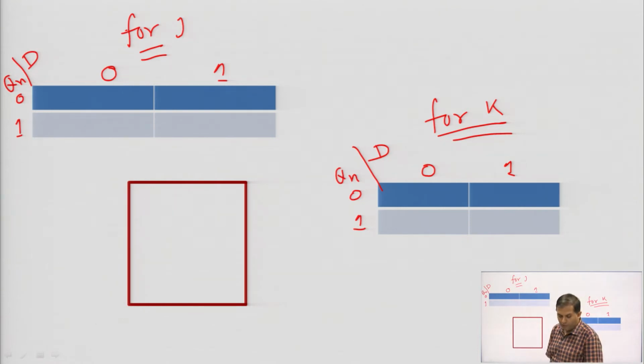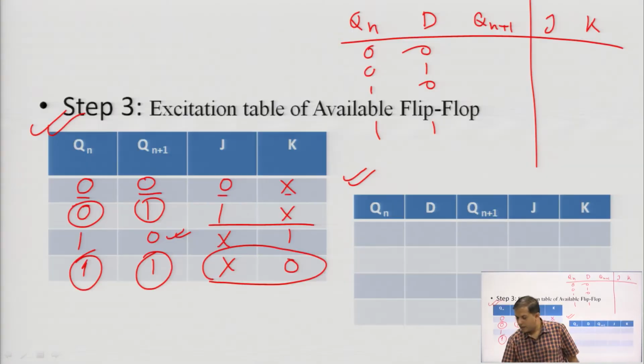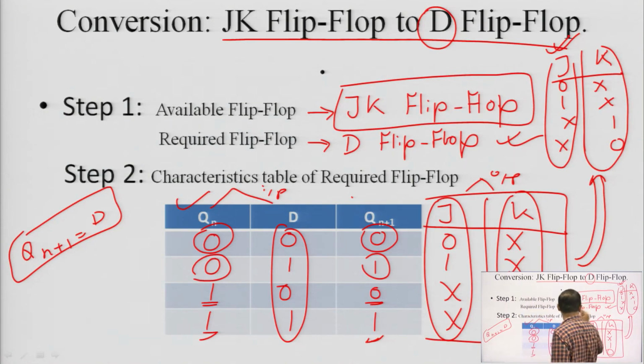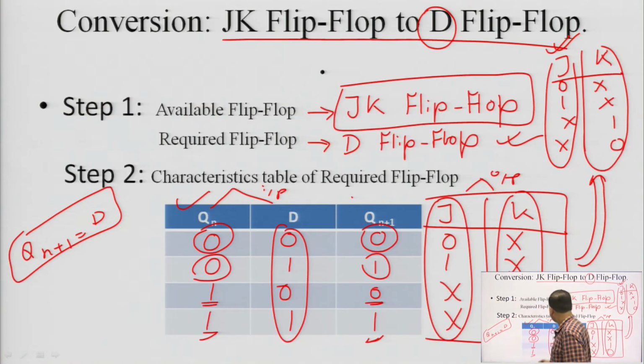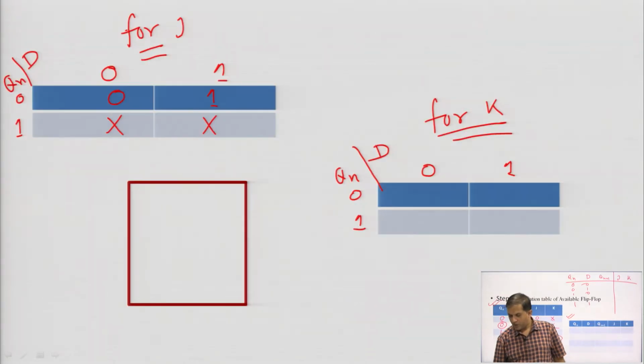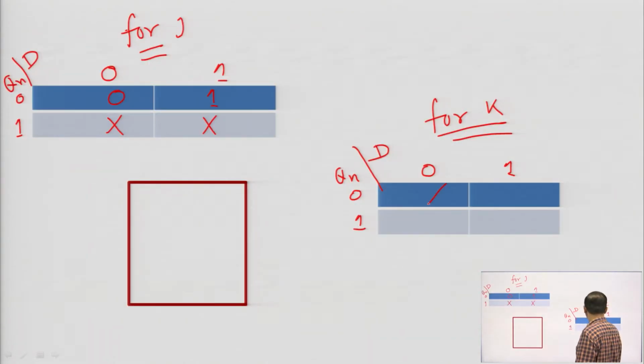Okay. So, now for J we have 0 1 cross cross, already in the previous slide you can check, J is 0 1 cross cross. So, let us write like that, 0 1 cross and cross. And for K, let us check what is there. For K it is cross cross 1 0. So, we will write like this, cross cross 1 and 0.